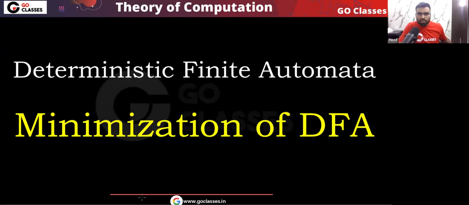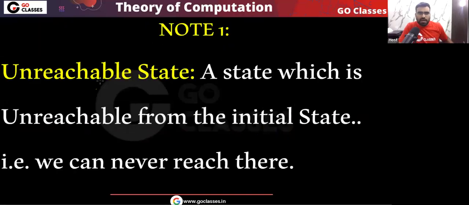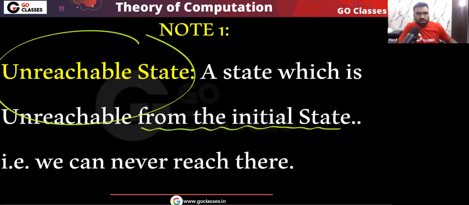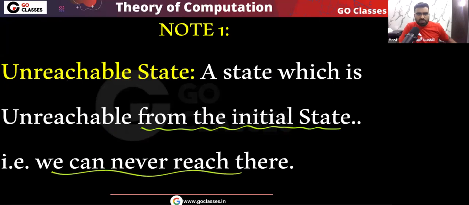Before we study minimization of DFA, we need to study one or two notes. So let's see note number one, that is unreachable state. What is an unreachable state? The name itself is telling you: unreachable means we cannot reach this state from the initial state. So remember, an unreachable state means a state which is unreachable from the initial state. Basically, we can never reach there from the initial state.